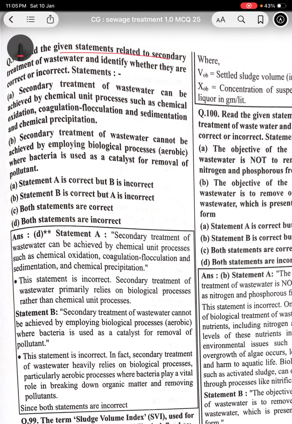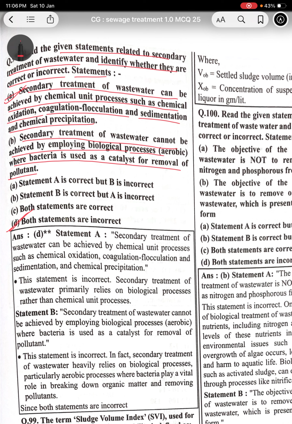Read the statements related to the secondary treatment of wastewater and identify whether they are correct or incorrect. Statement A: Secondary treatment of wastewater can be achieved by chemical unit processes such as chemical oxidation, coagulation, flocculation, sedimentation and chemical precipitation. Statement B: Secondary treatment of wastewater cannot be achieved by employing biological aerobic processes where bacteria are used as catalysts for the removal of pollutants. Both statements are incorrect. Why?